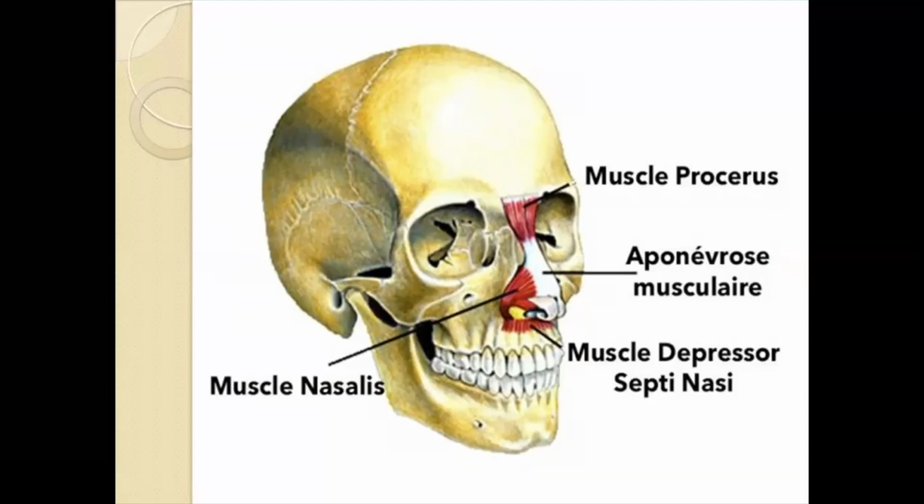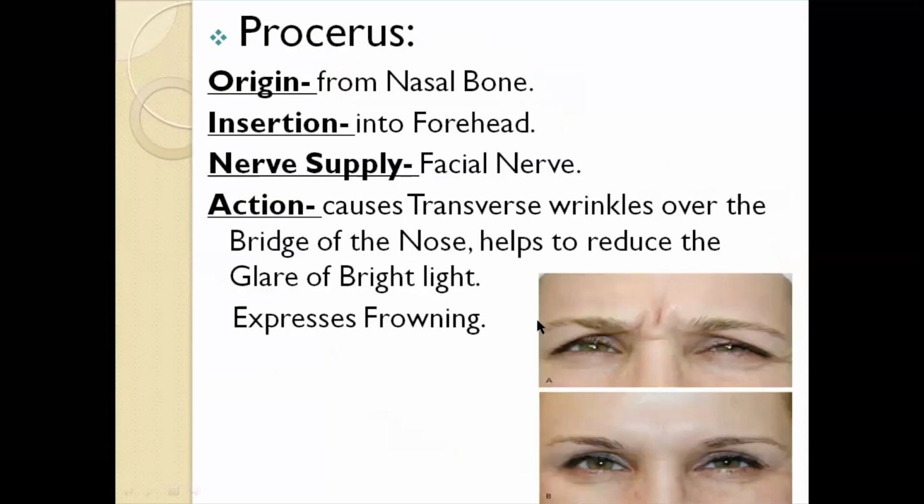You can appreciate from this diagram that it is showing all three muscles: the procerus, the nasalis, and the depressor septi. Let us begin with the procerus. The origin is from the nasal bone and the insertion is into the forehead. It is supplied by the facial nerve, and it causes transverse wrinkles over the bridge of the nose, helps to reduce the glare of bright light, and expresses frowning.